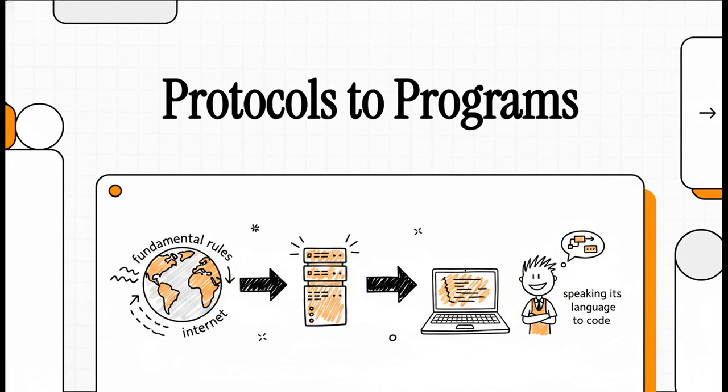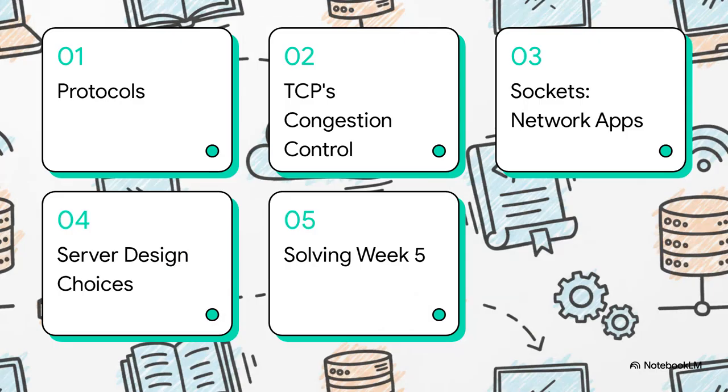We're going to start with the fundamental rules that run the entire internet and follow them all the way down to the actual lines of code that bring network applications to life. So, here's our game plan. We'll kick things off with the basic protocols, the absolute foundation. Then, we'll see how these protocols are smart enough to avoid creating massive digital traffic jams. From there, we'll dive into the programmer's toolbox with sockets, look at some really important server design choices, and then wrap it all up by applying these ideas to solve some real problems.